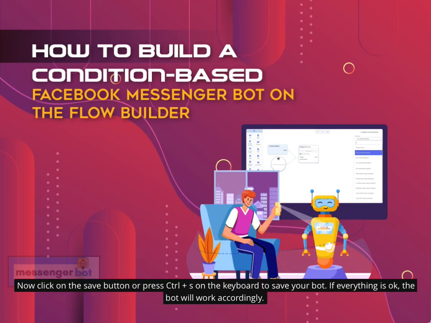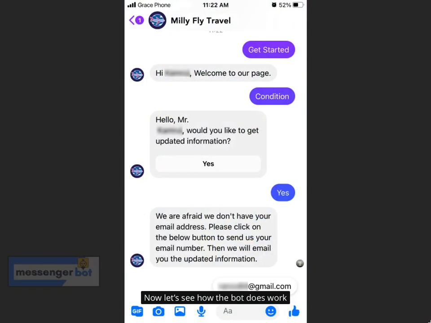If everything is okay, the bot will work accordingly. That is, if the user is male, the bot will address him as Mr., and if the user is female, the bot will address her as Mrs. or Miss. If the system has the email address of a user, the bot will inform the user that updated information will be emailed to the user. And if the system doesn't have the email address of a specific user, the bot will ask for the email address of the user. Now let's see how the bot does work.